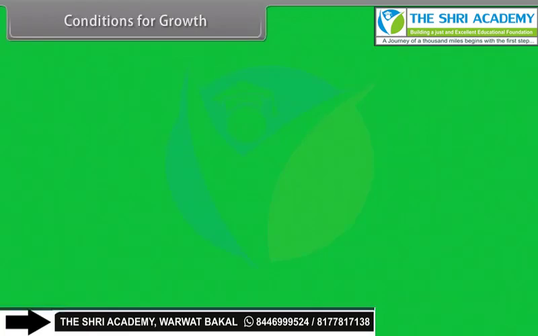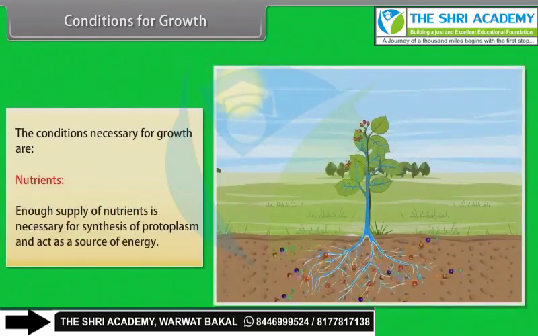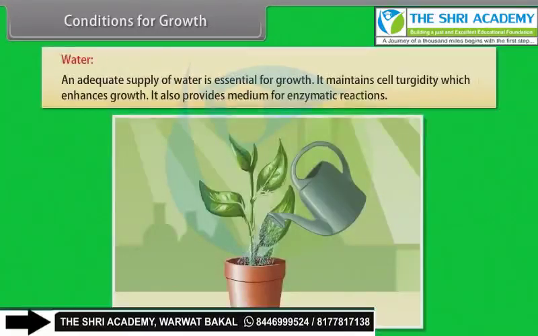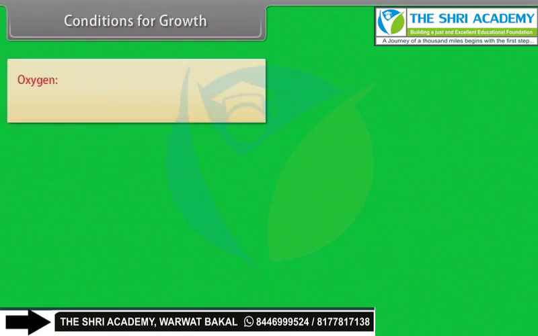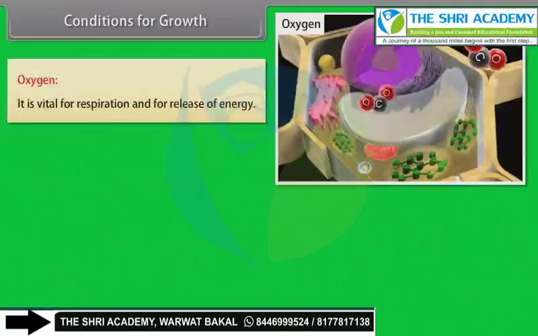Conditions for growth. The conditions necessary for growth are nutrients. An enough supply of nutrients is necessary for synthesis of protoplasm and acts as a source of energy. Water: an adequate supply of water is essential for growth. It maintains cell turgidity, which enhances growth. It also provides a medium for enzymatic reactions. Oxygen: it is vital for respiration and for release of energy.